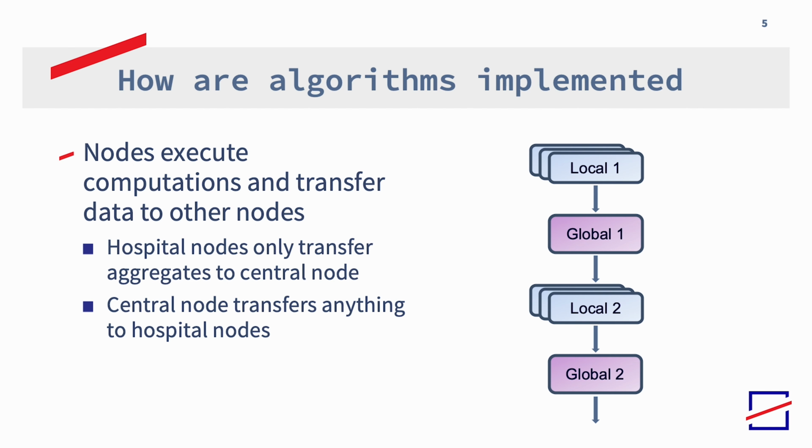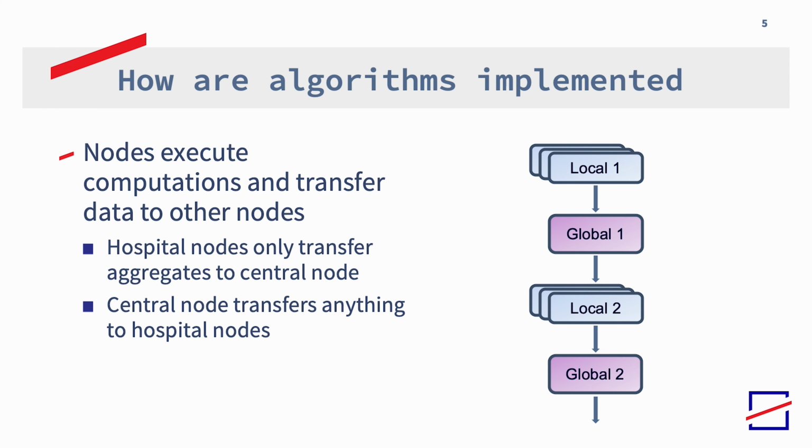What the system does, in a nutshell, is to execute these computations in a particular order and to allow the nodes to transfer some results to other nodes. The hospital nodes only transfer data to the central node, so there is no communication between the hospital nodes, and the central node can transfer data back to the local nodes.